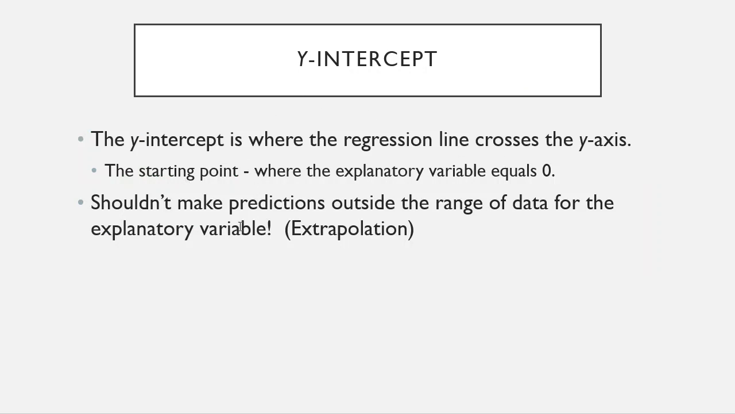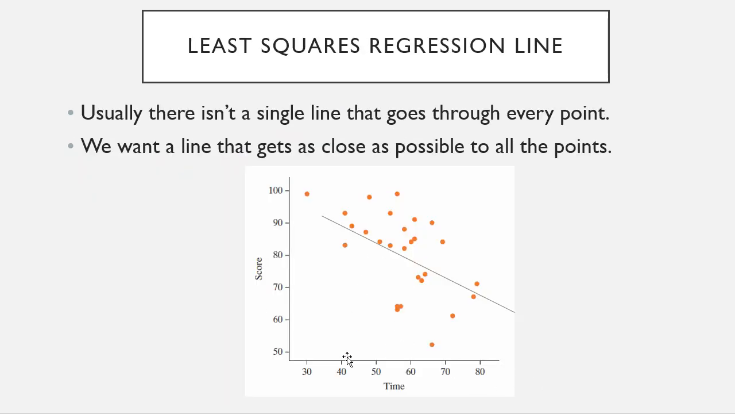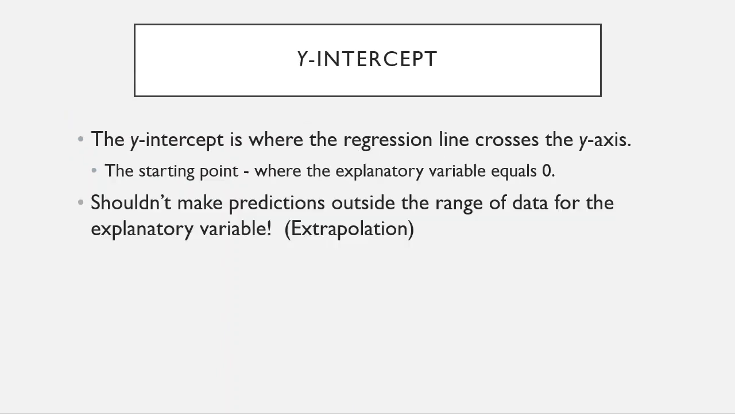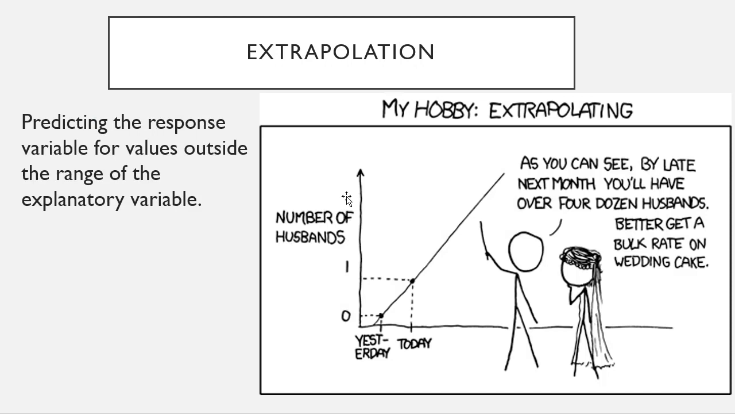Now, one note here: you don't want to do extrapolation. Here's a set of data here. These times are between 30 and 80. Well, the x-axis would be over here at 0. That would be way outside your range of data. So that's called extrapolation if you make predictions outside the range of data, but the y-intercept is where the line crosses the y-axis. Here's a little note on extrapolating, predicting the response variable outside the range of the explanatory variable.